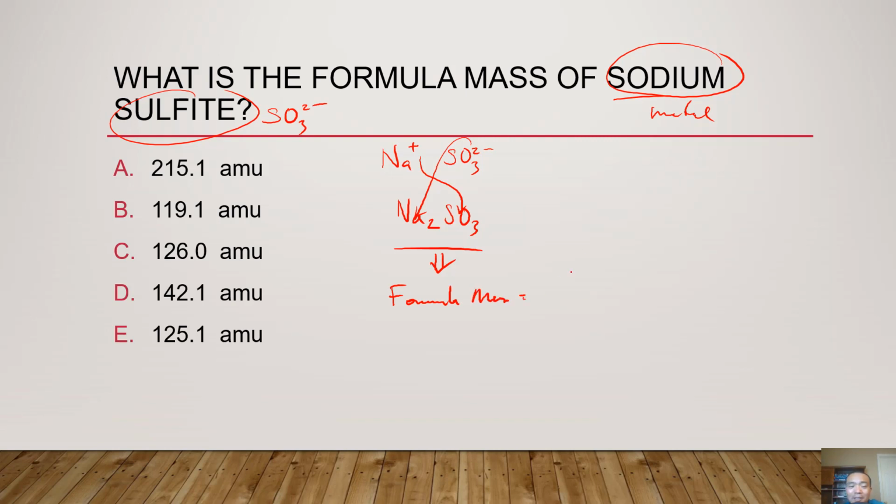Okay, so for the formula mass, you count the correct number of atoms. We know how to do it, right? So how many sodium? It's 2 sodium plus 1 sulfur plus 3 oxygen. Okay, now you put it together. This gives us C as the correct answer.